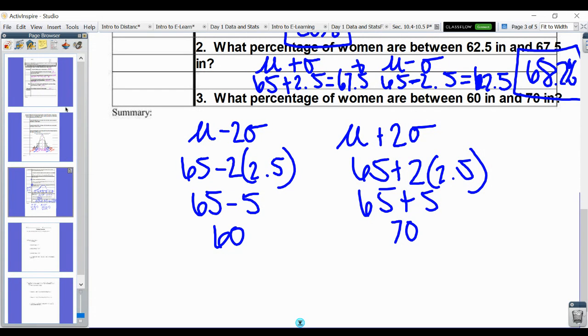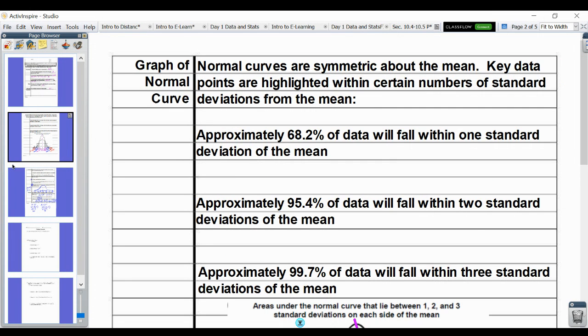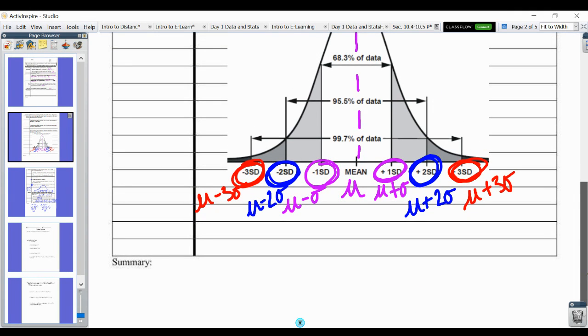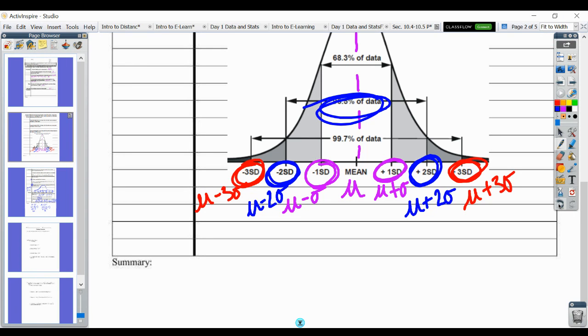So again, using the graph of that normal distribution, we are within 2 standard deviations of the mean. So that means that 95.5% of the data will fall between 60 and 70 inches.